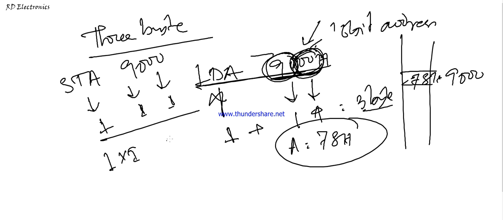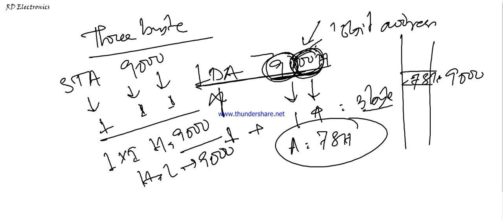Next one, LXI H, for example 9000. What does it mean? It means the HL pair's content is 9000. How many bytes are required for LXI H? Students, please note carefully what I am saying. LXI requires 1 byte, 90 requires 1 byte, and 00 requires 1 byte. That means 3 bytes are required. There are lots of 3 byte instructions available.